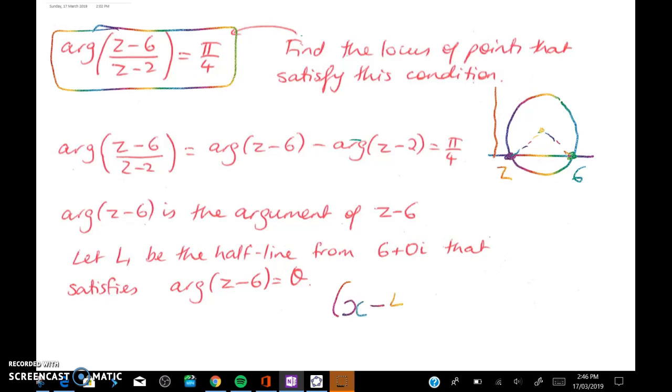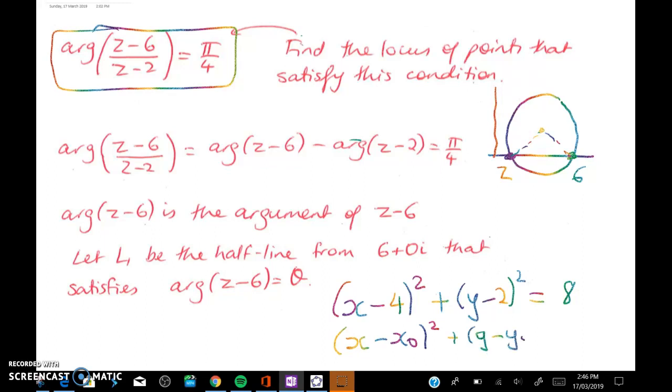It's going to be (x - 4)² + (y - 2)² = 8. Remember that the equation of a circle fits this pattern: (x - x₀)² + (y - y₀)² = r², and that's for a circle with the centre at (x₀, y₀). So drawing it like that, we can just about see where we're going to end up now, right? So this is going to be a right angle here, and the angle at the centre is always twice the angle at the circumference. So anywhere on that circle, I'm going to have π/4.